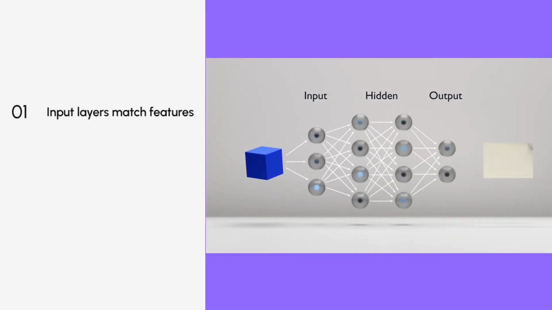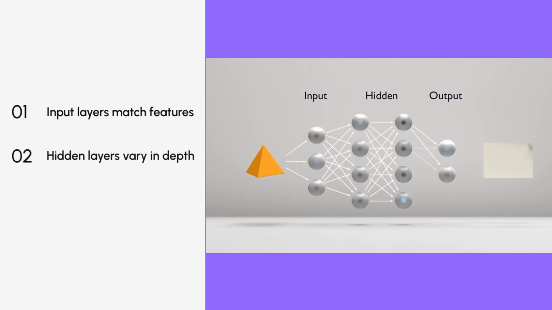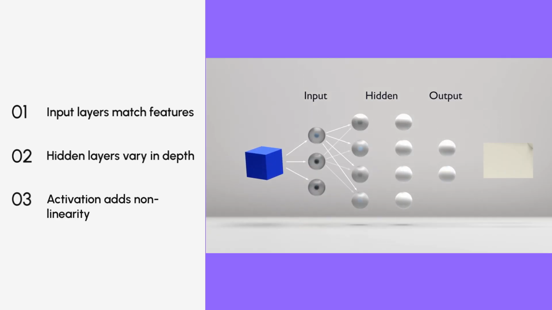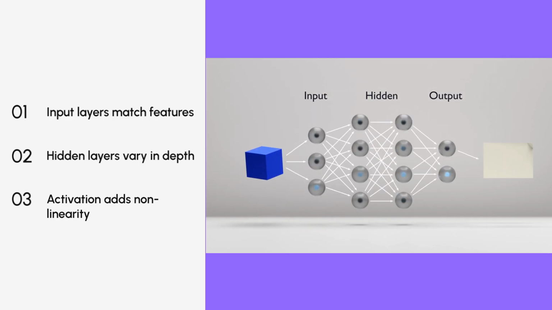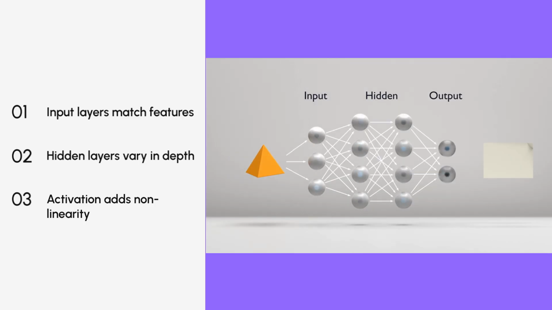Designing involves defining input, hidden, and output layers. Input layers match dataset features, while hidden layers vary in depth. Activation functions like ReLU and sigmoid add nonlinearity. Output layers depend on the task, such as softmax for classification. Example frameworks include PyTorch for implementation.